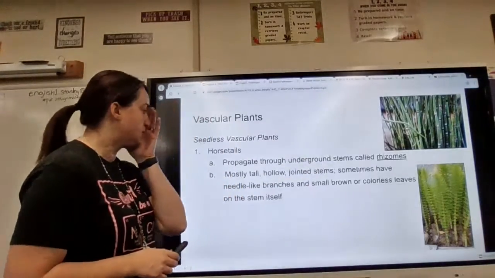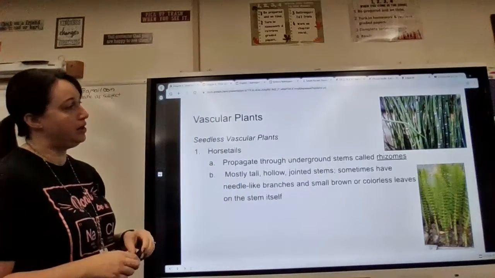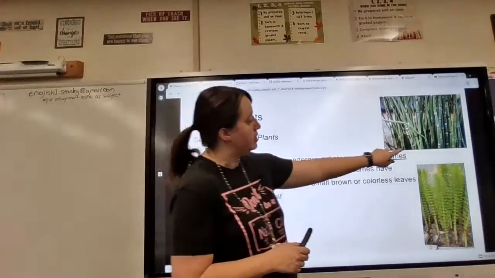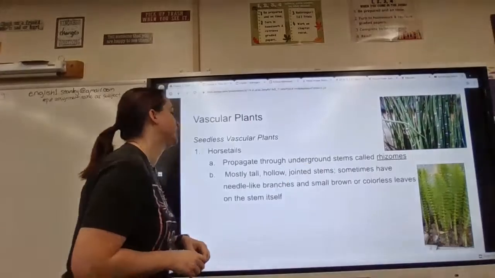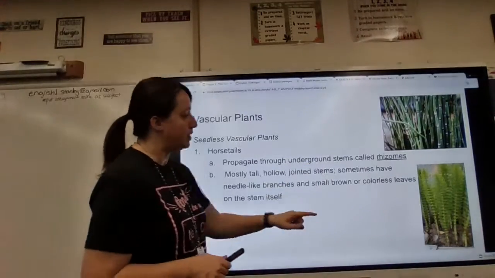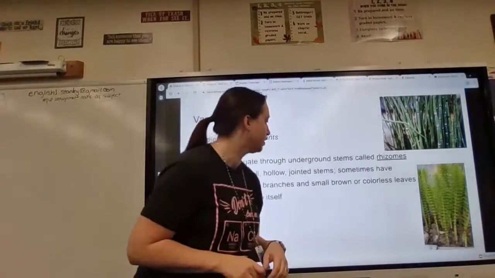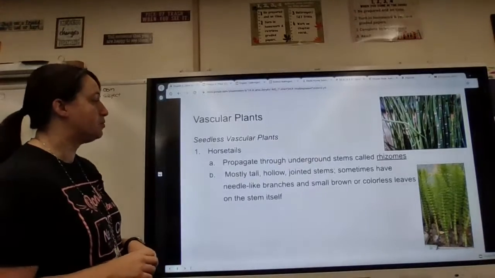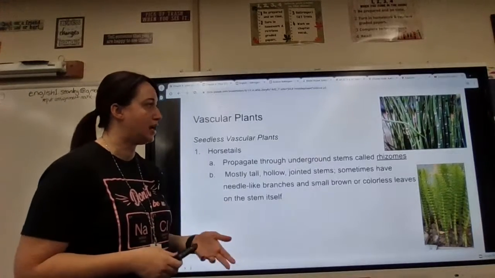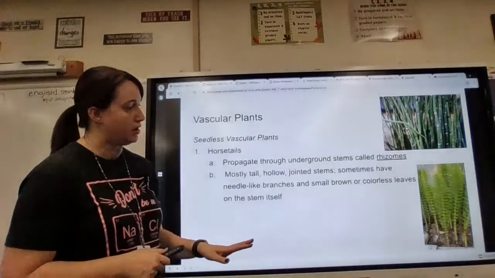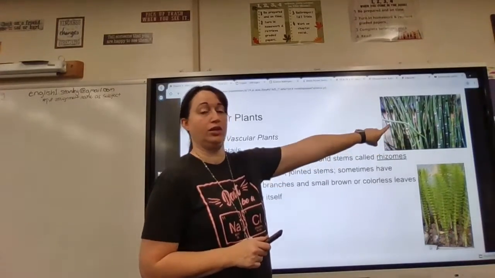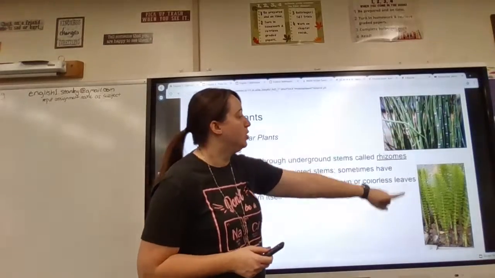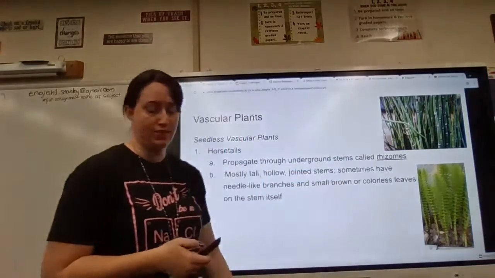Horsetails are usually tall, hollow, and have jointed stems. You can see on this picture each one of those sets of lines, that's another joint. Sometimes they have needle-like branches, like this picture. Sometimes they have small brown or colorless leaves on the stem itself, but for the most part, they all follow one of these two appearances, where it looks like it's just a tall stem, or it has those little spiky leaves coming off of it.